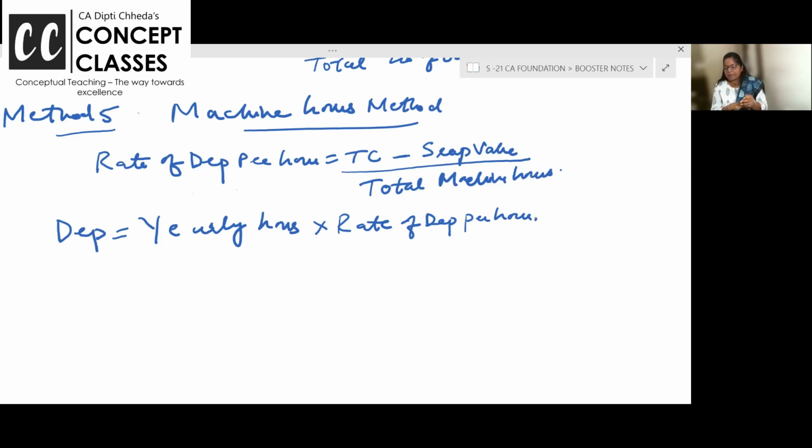Yearly hours multiplied by rate of depreciation per hour. Okay, so these are the 5 methods we have completed. Finished writing.